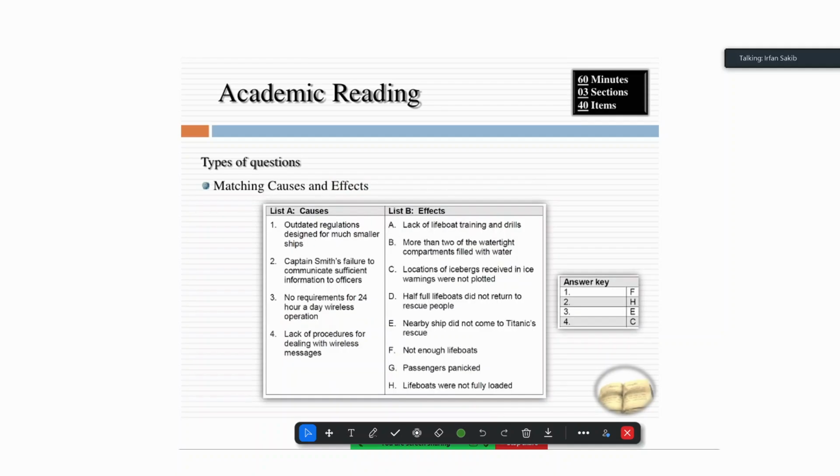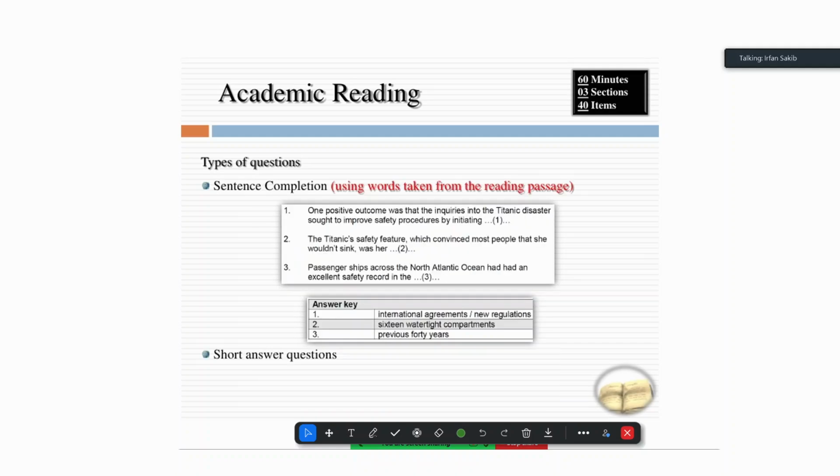Then matching cause and effect. Depending on the information from the text, we will get some cause and effect type of questions, and we have to match them. One will be A or B, etc. We have to write the letters only. Then comes sentence completion or short answer questions. We will be given a paragraph or a sentence, and we have to use the information from the passage and fill it up using appropriate words. Is that clear? Okay.